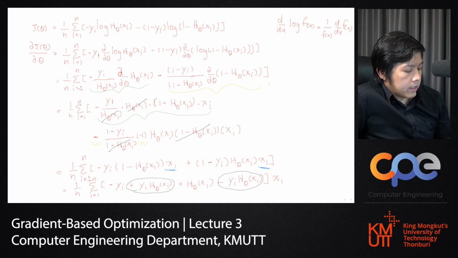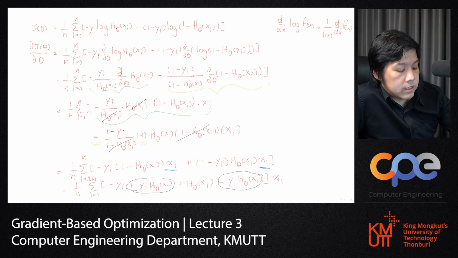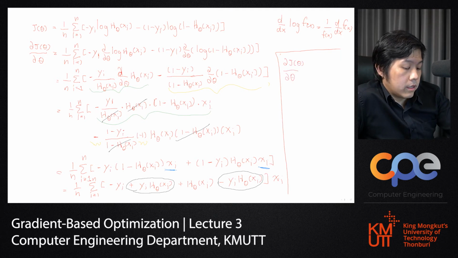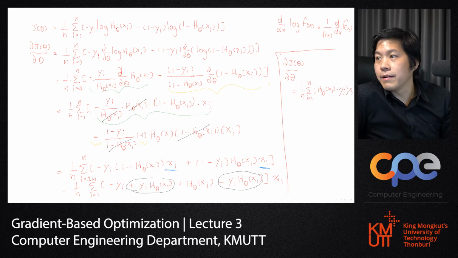That means the remainder of this function, the gradient of J(theta) with respect to theta, equals 1 over n, the summation of i equals 1 to n, of h_theta(x_i) minus y_i, times x_i. Right, that's it.